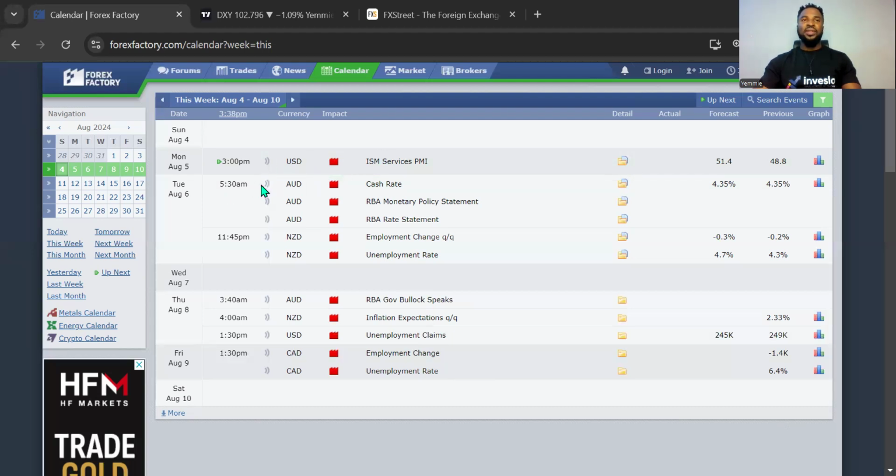Nigerian time. On Tuesday, we have the AUD and the NZD, 5:30 a.m. and 11:45 p.m. respectively. And that is when the unemployment rate is coming out for the NZD. This is very, very important for you to know, that you have to ensure that you package your trade and positions before you go to bed on Monday night.